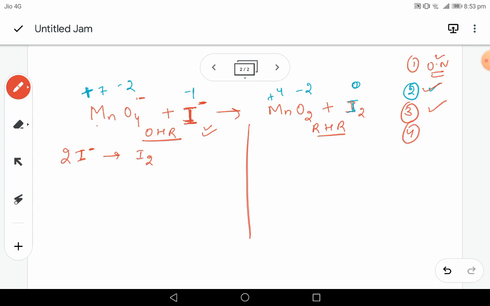Fourth step comes to balance oxygen. Now here we don't have any oxygen, so we can ignore the fourth step. Then fifth step comes to balance hydrogen. We don't have any hydrogen. We can ignore the fifth also over here. Then the sixth step comes to balance the charge by adding electrons.